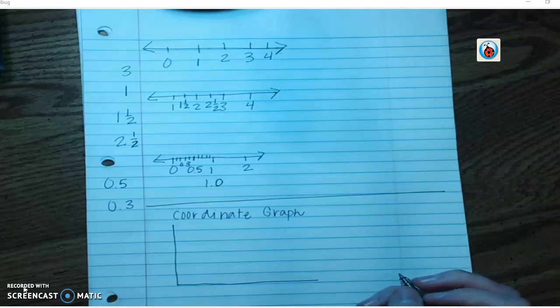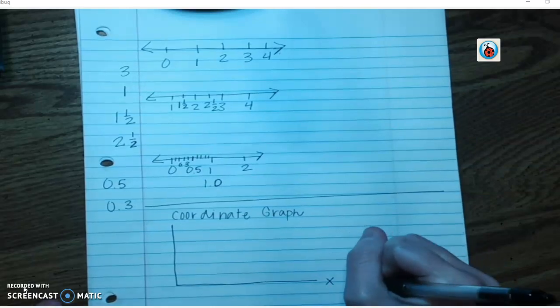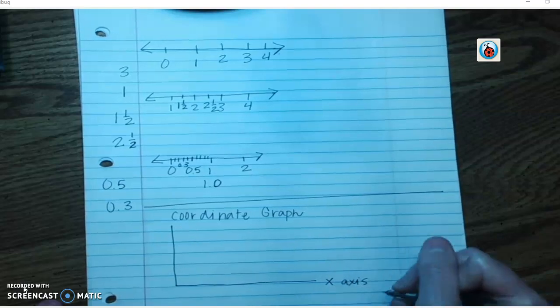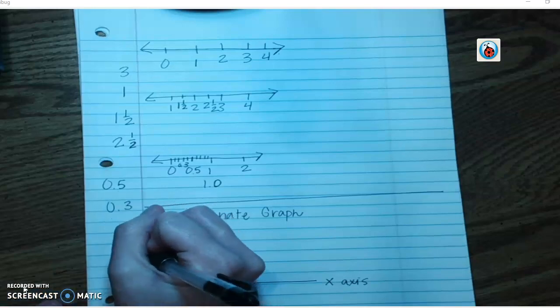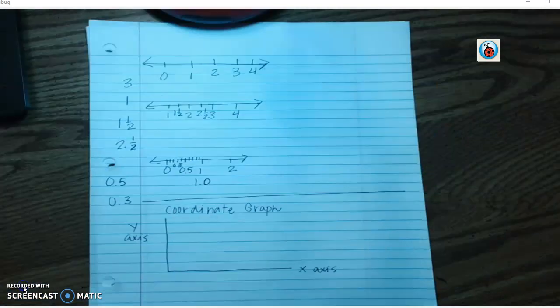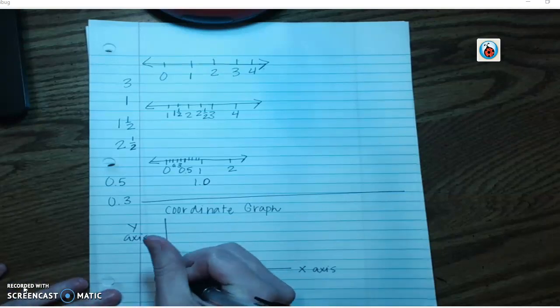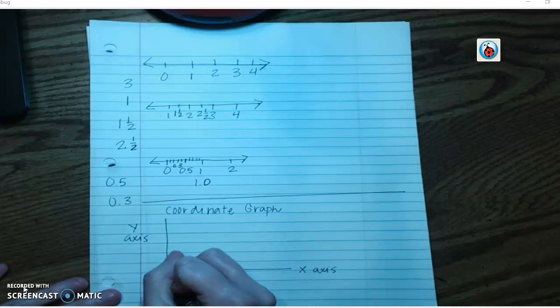Remember the horizontal line here, we call that the x-axis, okay? And the vertical line going up, we call that the y-axis. So, where the y-axis and the x-axis meet has a special name. Remember, we call that the origin. When talking about the origin, remember, the origin has a special ordered pair. It's 0, 0, right?